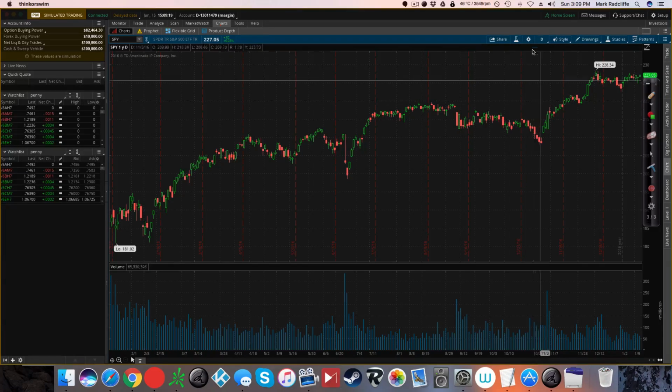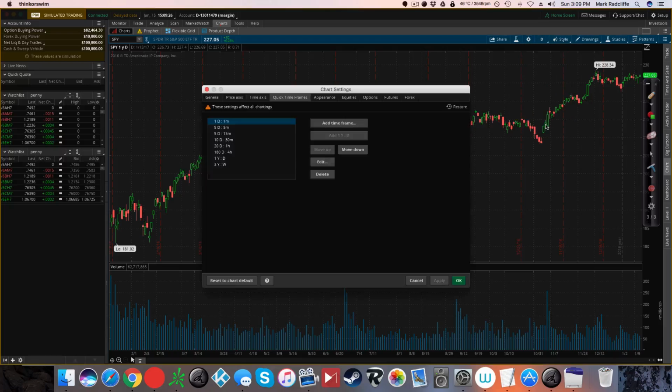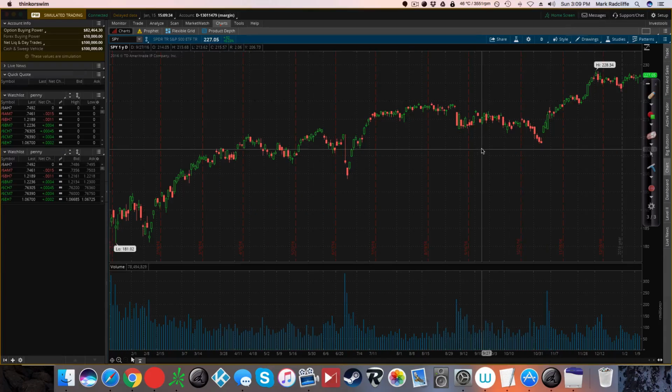If for some reason you don't see that, go back to that one with the time periods on it. Go to Customize List. Here, go to Add a time frame and do 1 year, day, and add it in, and then switch to it. But it should be there, okay? So 1 year, day.